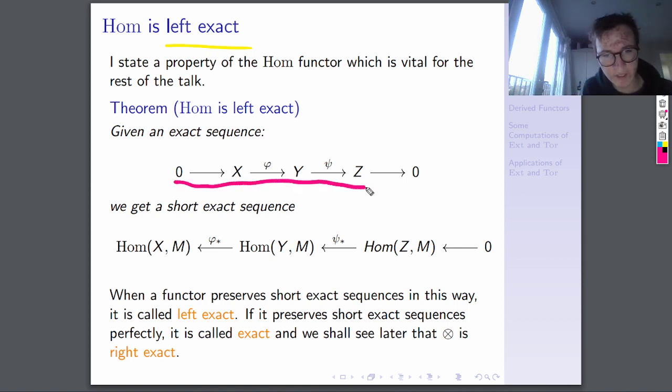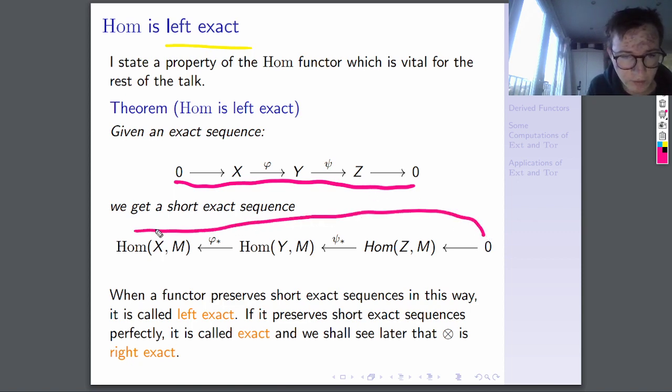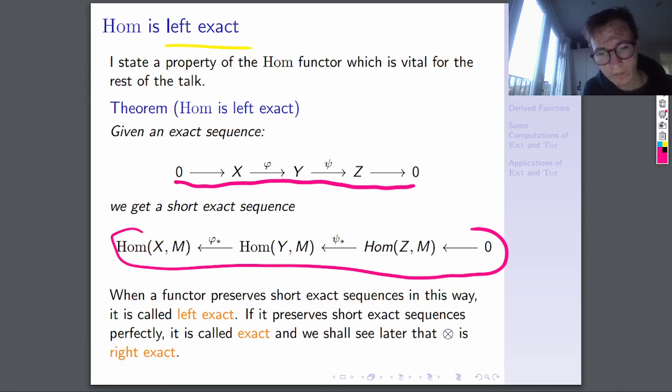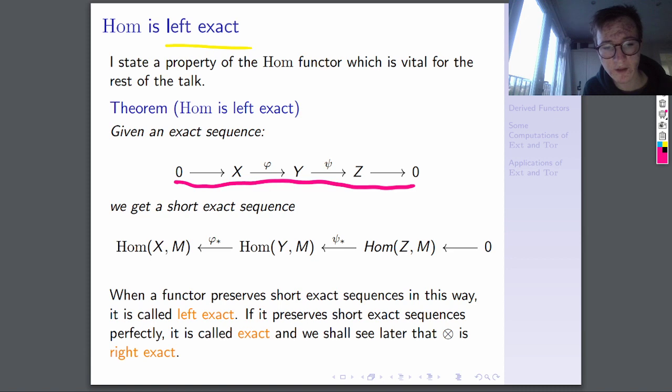If we have a short exact sequence like so, then we get a short exact sequence like this, but the only problem is that this 0 here at the end is missing, because that condition there doesn't hold. So this property here is known as left exactness. Anyway, yeah, so I will actually be proving this property of Hom, since it's quite a nice proof.